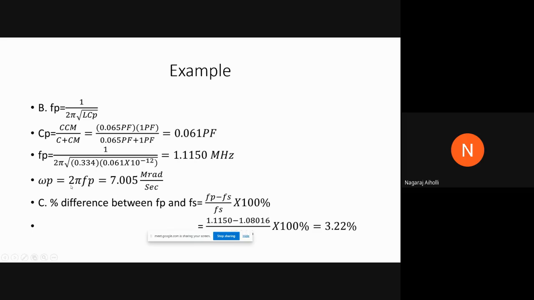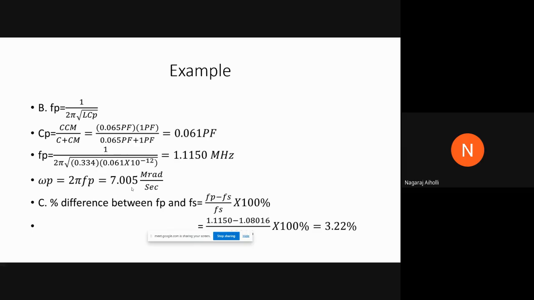Then in terms of radians per second, omega p is equal to 2 pi fp. If we calculate this, 2 pi into 1.1150 into 10 raised to 6, that is 2 into 3.142 into 1.1150, it comes out to 7.005 mega radians per second.